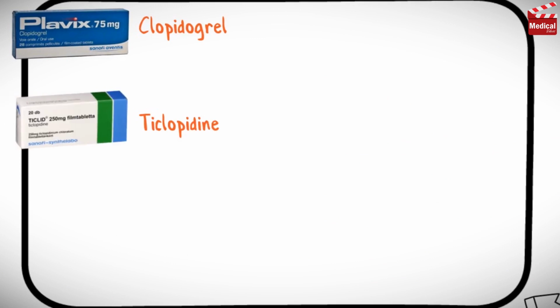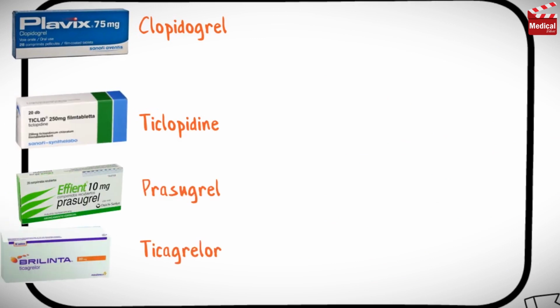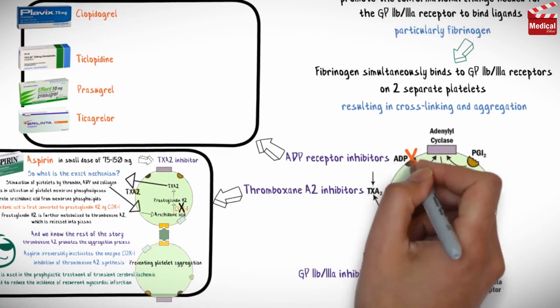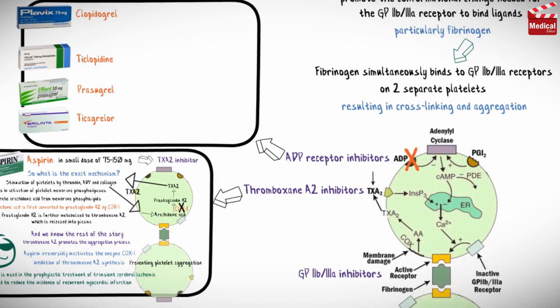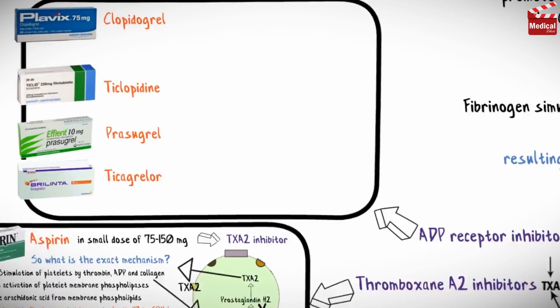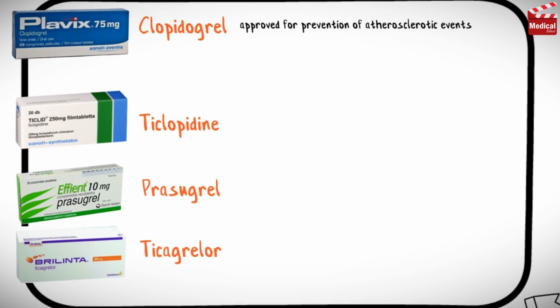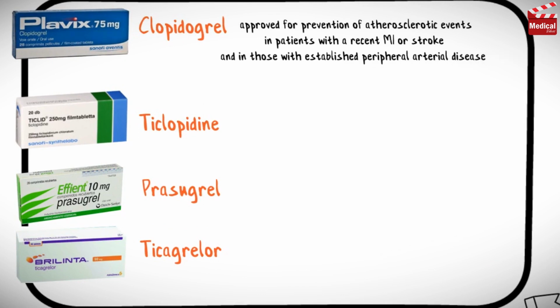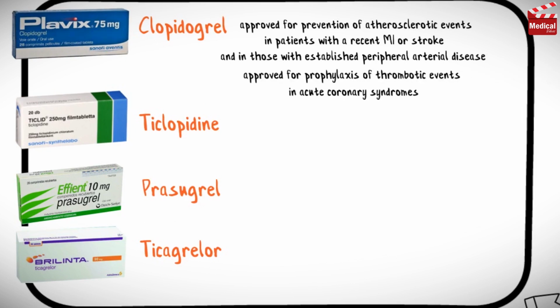Clopidogrel, ticlopidine, prasugrel, and ticagrelor. These drugs inhibit the binding of ADP to its receptors on platelets, and thereby inhibit the activation of the glycoprotein 2B3A receptors, required for platelets to bind to fibrinogen and to each other. Clopidogrel is approved for prevention of atherosclerotic events in patients with a recent myocardial infarction or stroke, and in those with established peripheral arterial disease. It is also approved for prophylaxis of thrombotic events in acute coronary syndromes.